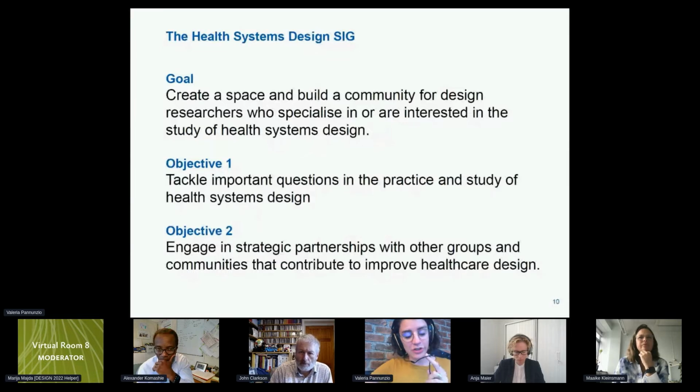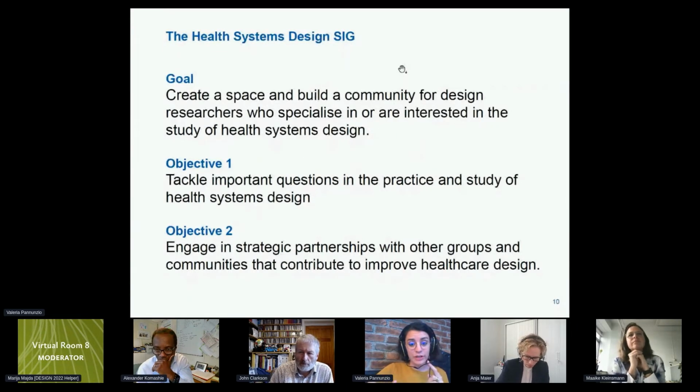The goal of the special interest group, as you have already introduced, is to create a space to have a community that is interested in healthcare system design. And we would like to, of course, do research to tackle important questions, but also to create partnerships with groups that work on similar topics.